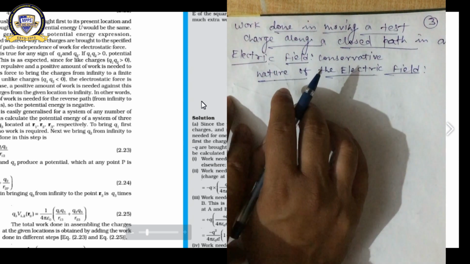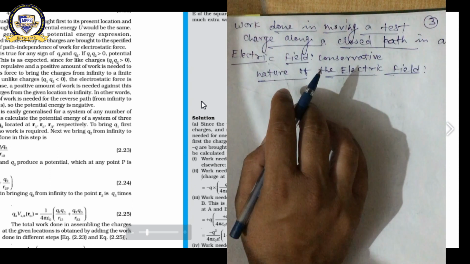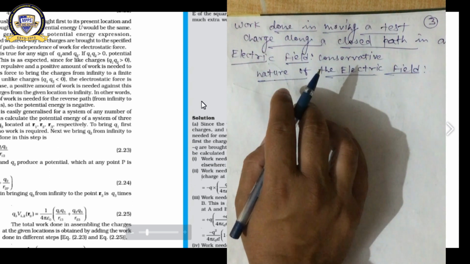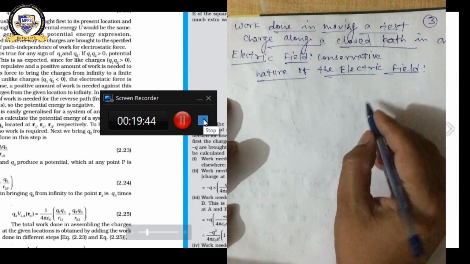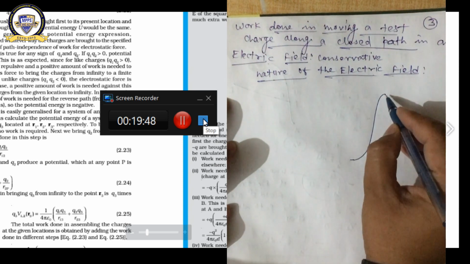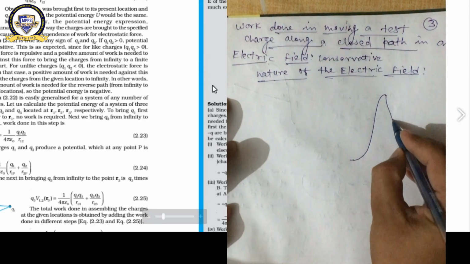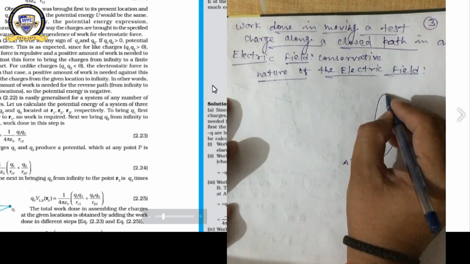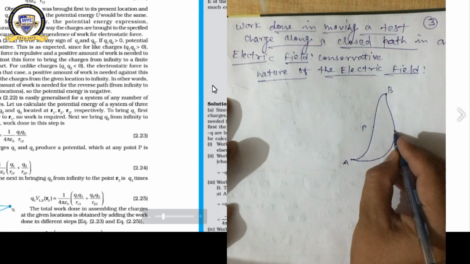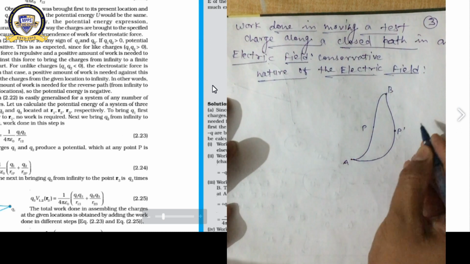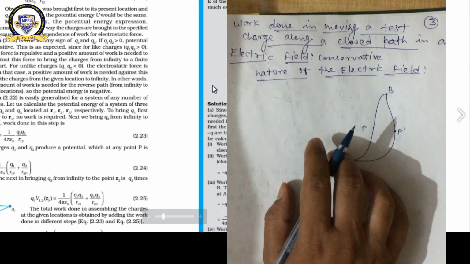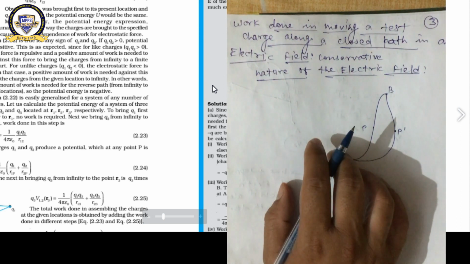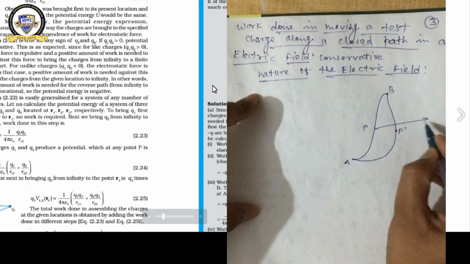Let us consider a closed path APBP dash A. Here this is the closed path APBP dash A. Suppose this is the path A, P, B, P dash, A in an electric field E. Suppose that the electric field is E. Here this is the electric field E.